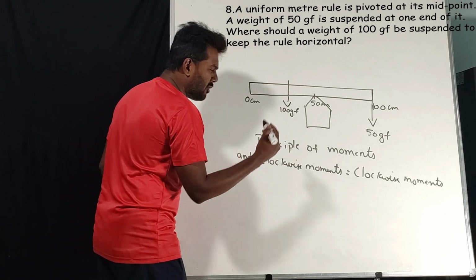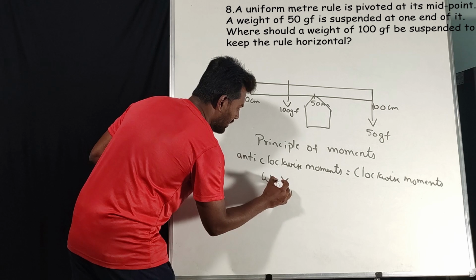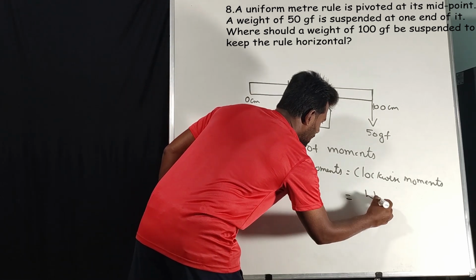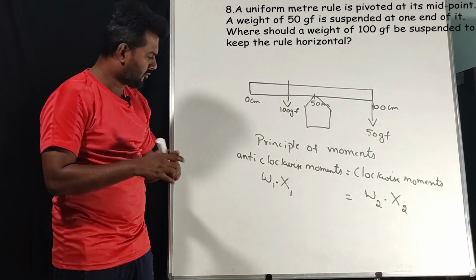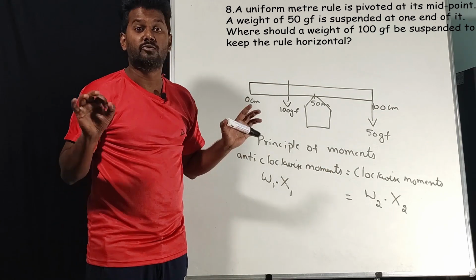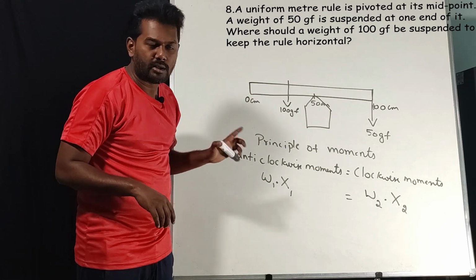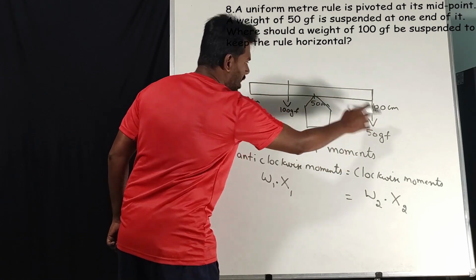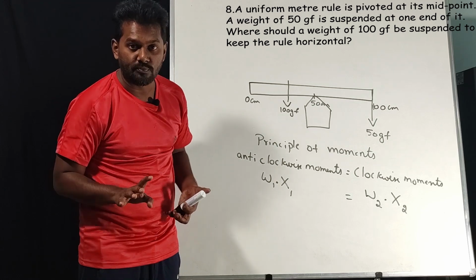Now anti-clockwise moments, what do you mean by that? W1 into x1, see, dot represents multiplication, you know that, is equal to W2 into x2. We need to understand what is W1, x1, W2, x2. W1 and W2 represent weights. W1 represents the weight of the anti-clockwise moments, and W2 represents the weight of the clockwise moments. Then x1 and x2, here only you are going to get the confusion.